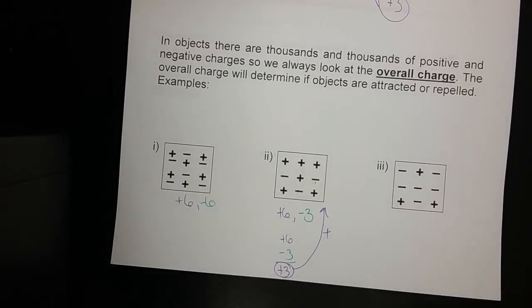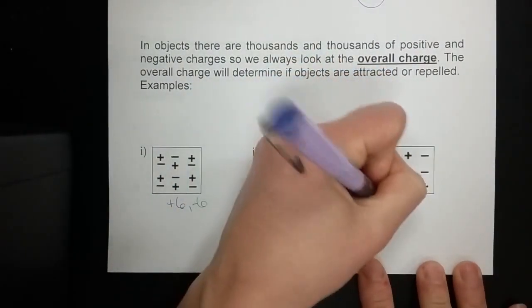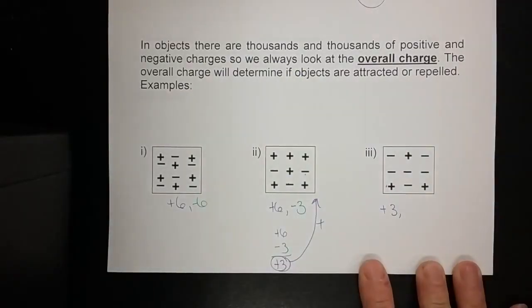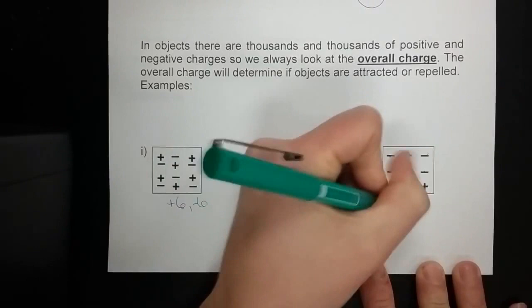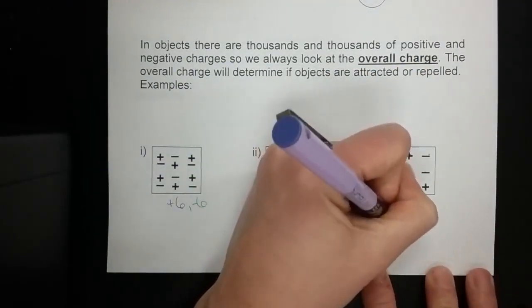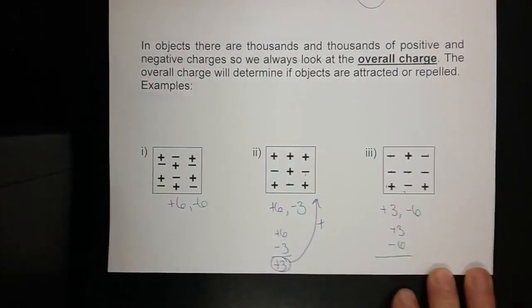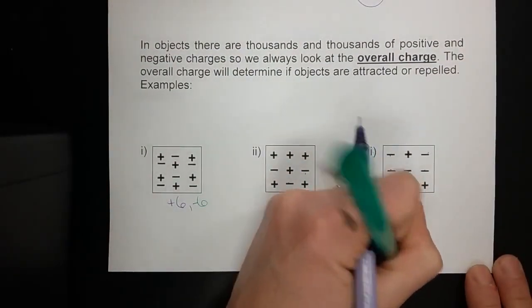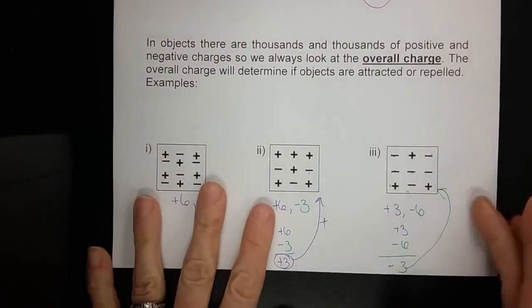This object over here has 1, 2, 3, +3, and if I count up my negatives, 1, 2, 3, 4, 5, 6, -6, and I do my math, +3 -6 gives me -3. So this object has an overall negative charge.